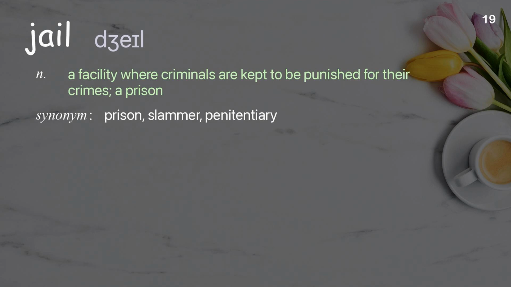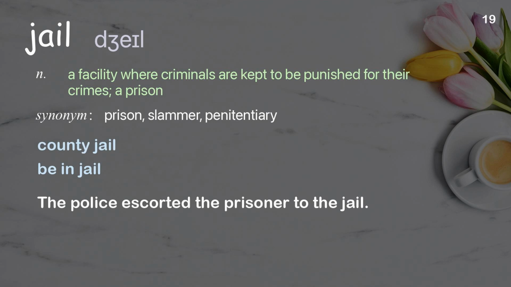Jail. A facility where criminals are kept to be punished for their crimes, a prison. Examples. County jail. Be in jail. The police escorted the prisoner to the jail.